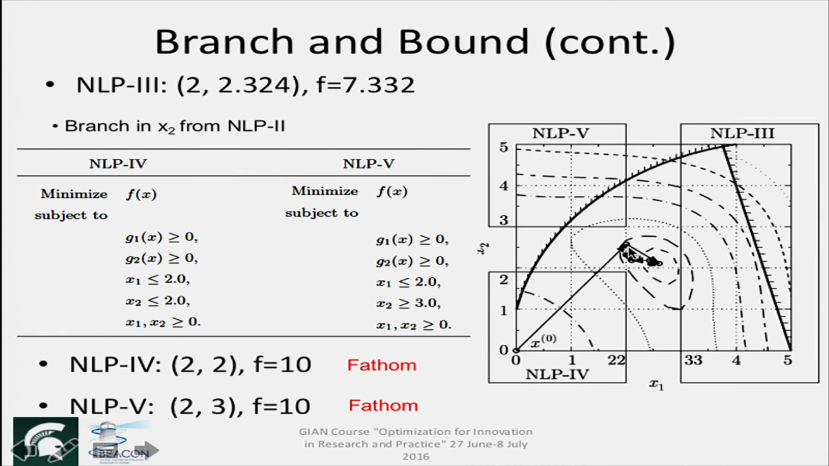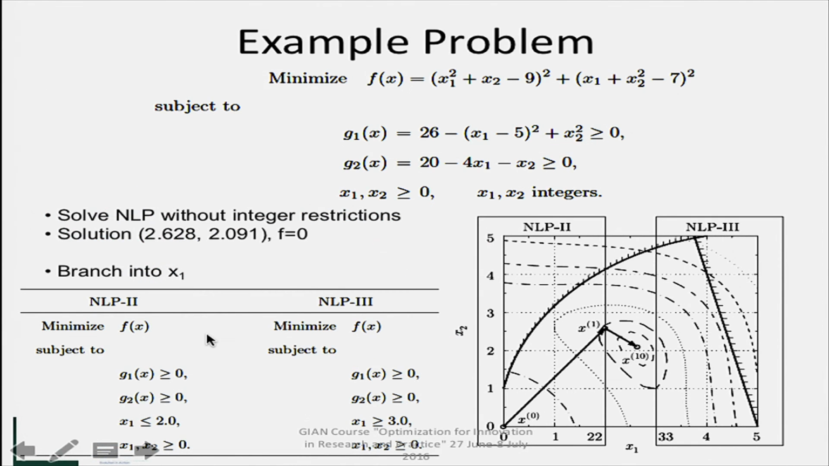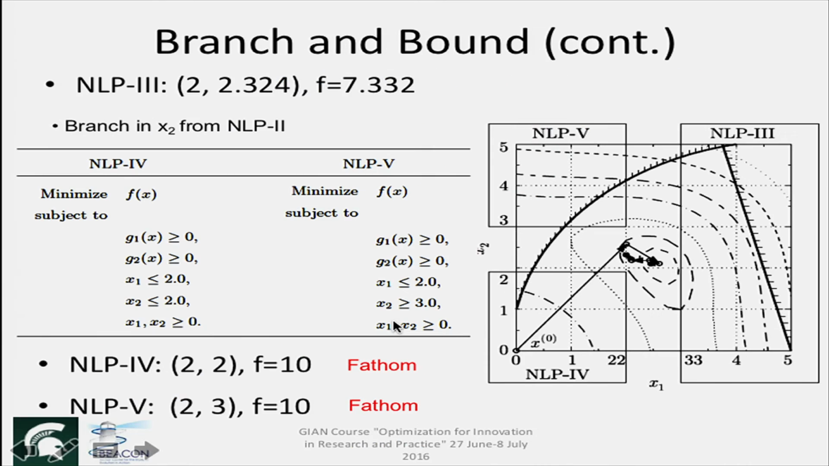And when I get a result here, this is the NLP3 result. Okay, 2, 2.324. The F value is this. And where is the NLP2 result? I don't have it here. Maybe it's hidden behind one of them. Okay, so there was an NLP2 solution, and then this is the NLP3 solution.